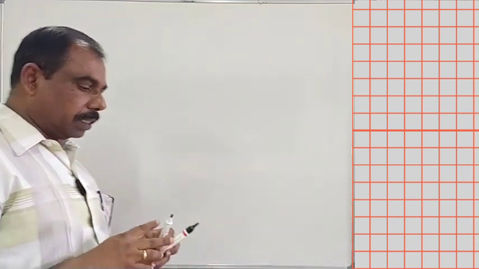Now we move on to the next concept, that is symmetric and skew-symmetric matrices. Now let's see what is a symmetric matrix and what is a skew-symmetric matrix.